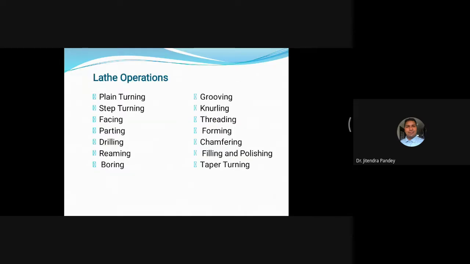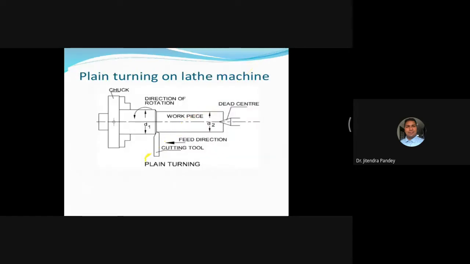इसके बाद जो लेथ मशीन में ऑपरेशंस कर सकते हैं, कौन कौन से कर सकते हैं? प्लेन टर्निंग, स्टेप टर्निंग, फेसिंग, parting, drilling, reaming, boring, grooving, knurling, threading, forming, chamfering, filing, polishing, taper turning. These are the lathe operations.